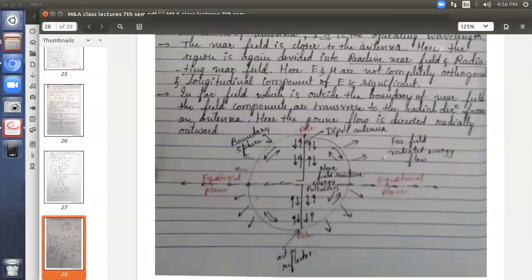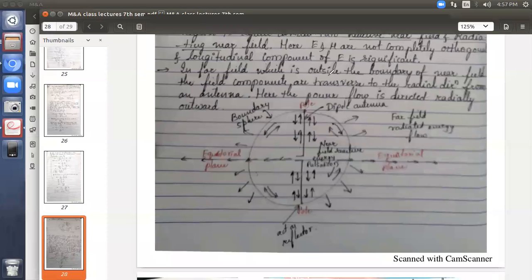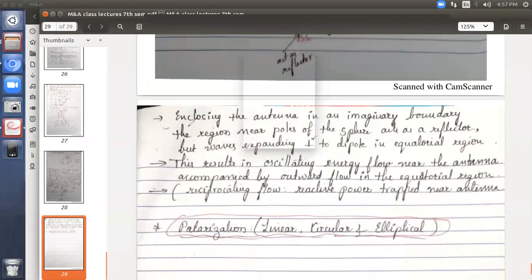This diagram depicts that. Far field, that is coming out, radiated energy flow coming out. Inside, this reflection action is taking place. The same thing I have written here. Enclosing an antenna in an imaginary boundary. Again, I have written a circle. It's actually a sphere with poles and equators I have marked.